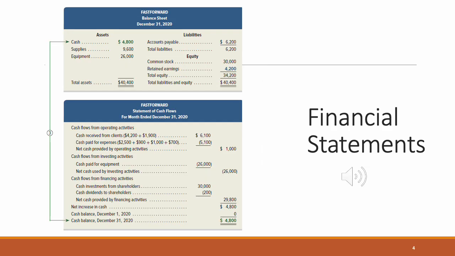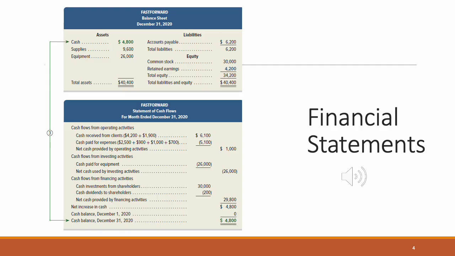Here we see the final statement, the statement of cash flows, and how it connects to the balance sheet. On the balance sheet, we see that cash at December 31st is $4,800. The cash flow statement explains how we got there. From operating activities, the company collected $6,100 from clients and paid $5,100 in expenses, leaving $1,000. From investing activities, the company spent $26,000 to buy equipment. From financing activities, the company received $30,000 from owners and paid $200 in dividends, leaving $29,800.